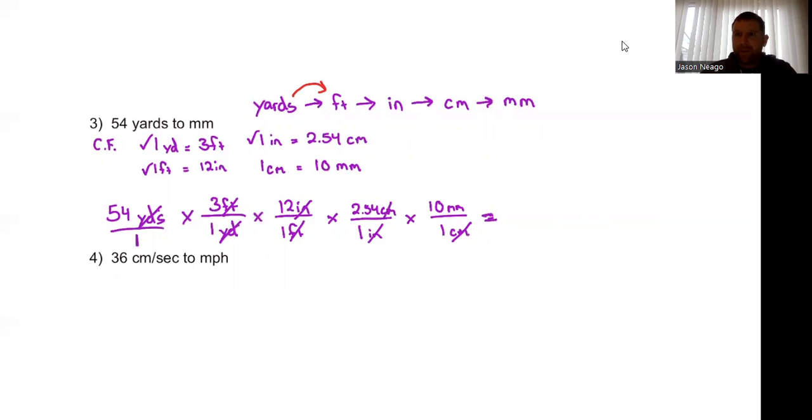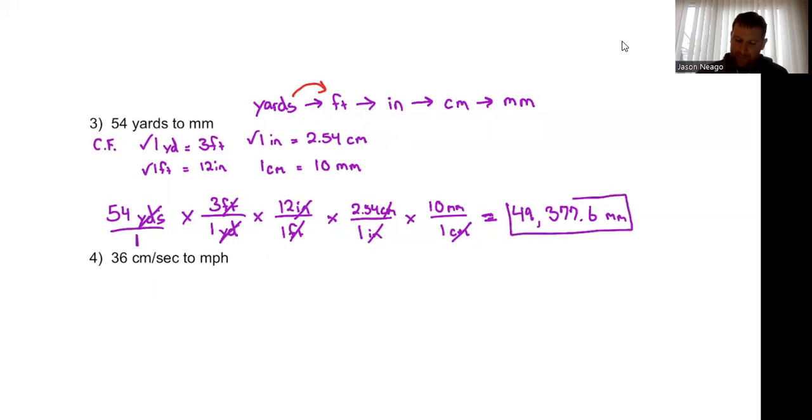Once again, if my number is in the numerator, I multiply. If my number is in the denominator, I divide. If I have a 1, I can just disregard it and not worry about multiplying or dividing, because any number multiplied by 1 will be itself, and any number divided by 1 will be itself. So when I type this in, it would be 54 times 3 times 12 times 2.54 times 10, and I get the same answer, 49,377.6, and the units would be millimeters.